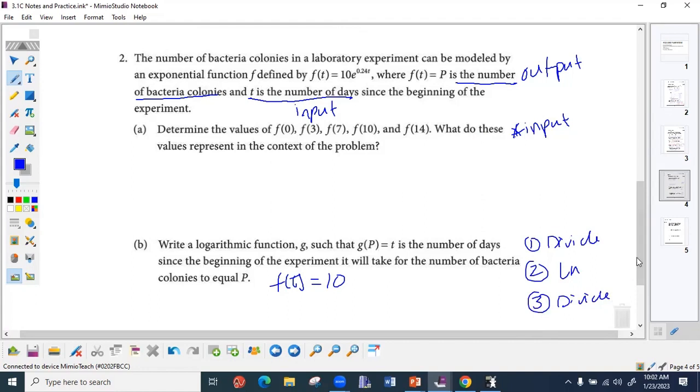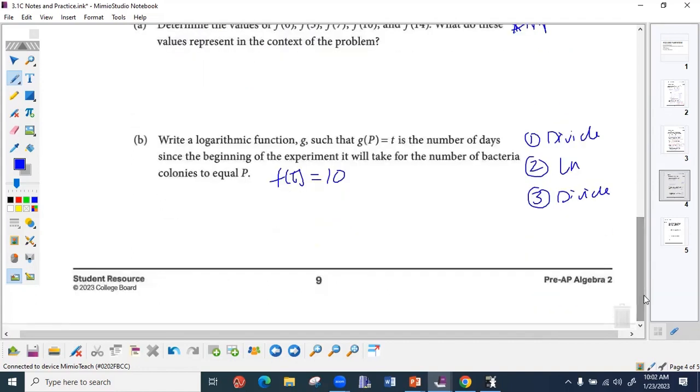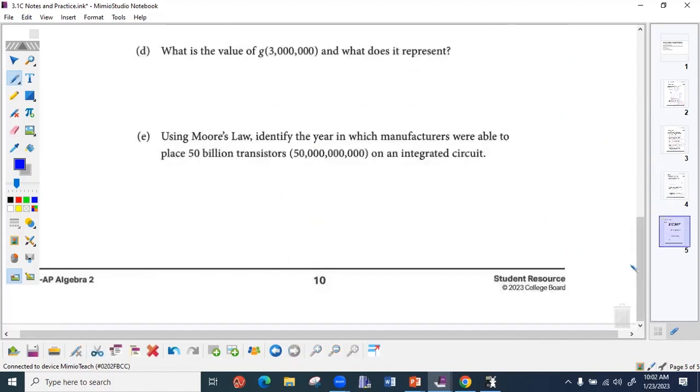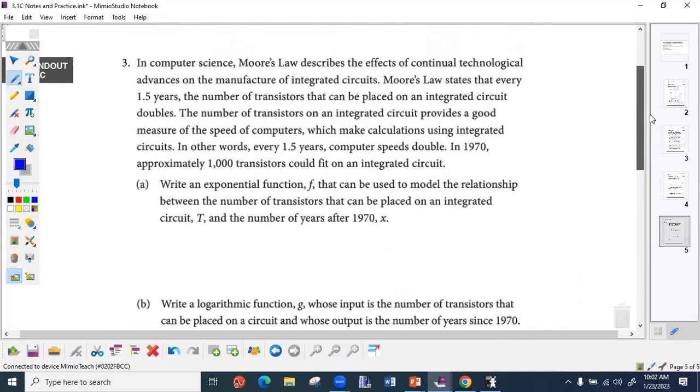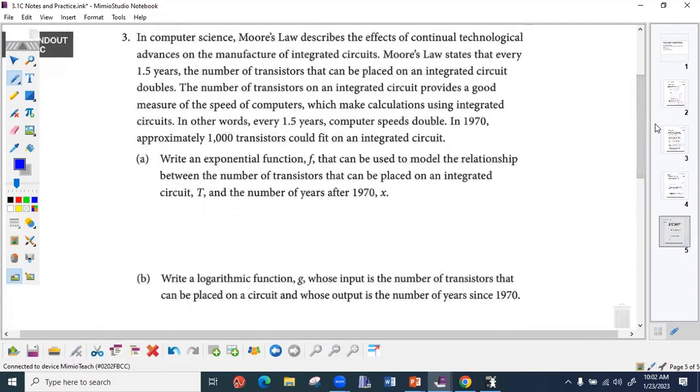So in order to get your variable by itself, we're going to do f of t. We're going to divide. And why am I taking natural log instead of common log? Because it's e. Okay? Yes. Because it's e, we're going to take natural log, ln. Okay? On the back, it's a full problem. So starting from beginning to end, you're going to need to find your a, your b, write your equation, write the log that goes with the exponential, and work your way through. Okay?